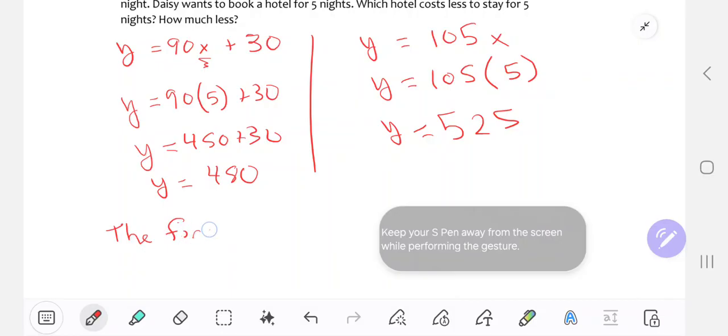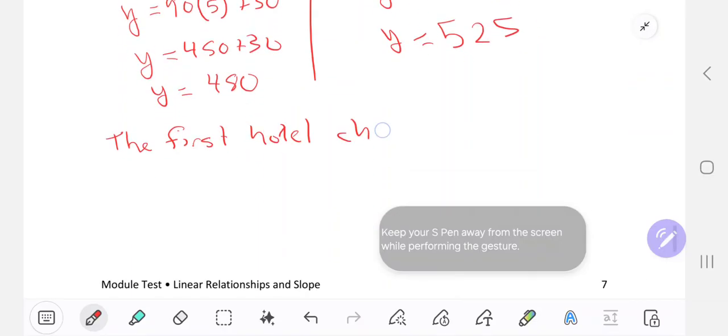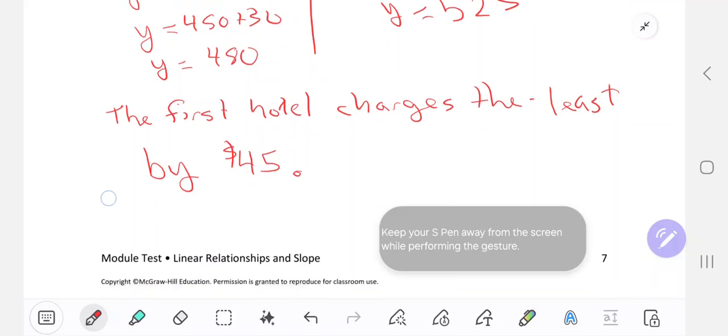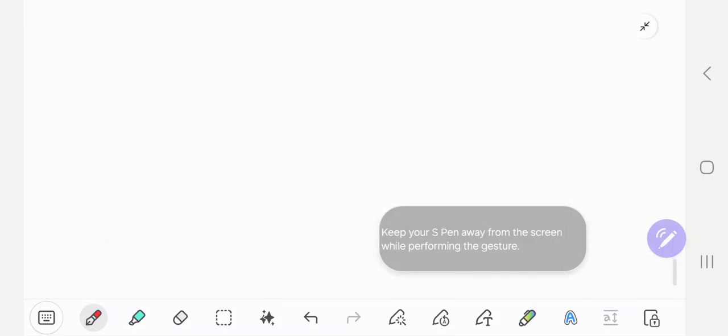The first hotel charges the least by, let's see, the difference there would be $45. All right, and that is it.